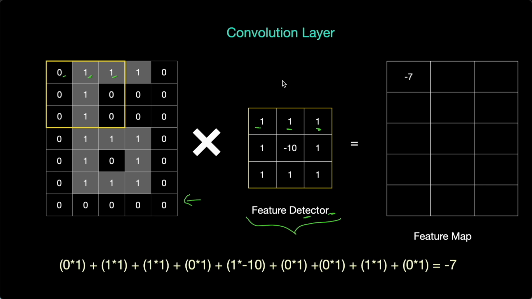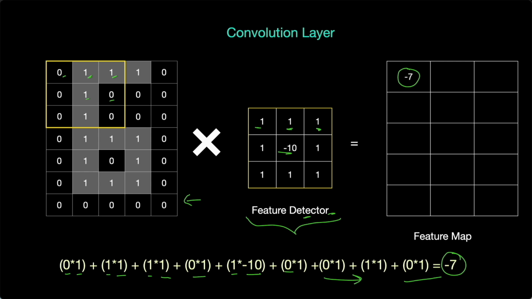So this is the multiplication. 0 cross 1, 1 cross 1, 1 cross 1 that we have seen. Then the second row, 0 cross 1, 1 cross minus 1, 0, and then 0 cross 1, and so on. And then we sum them up. So we get minus 7. And we get our first feature map value, minus 7.